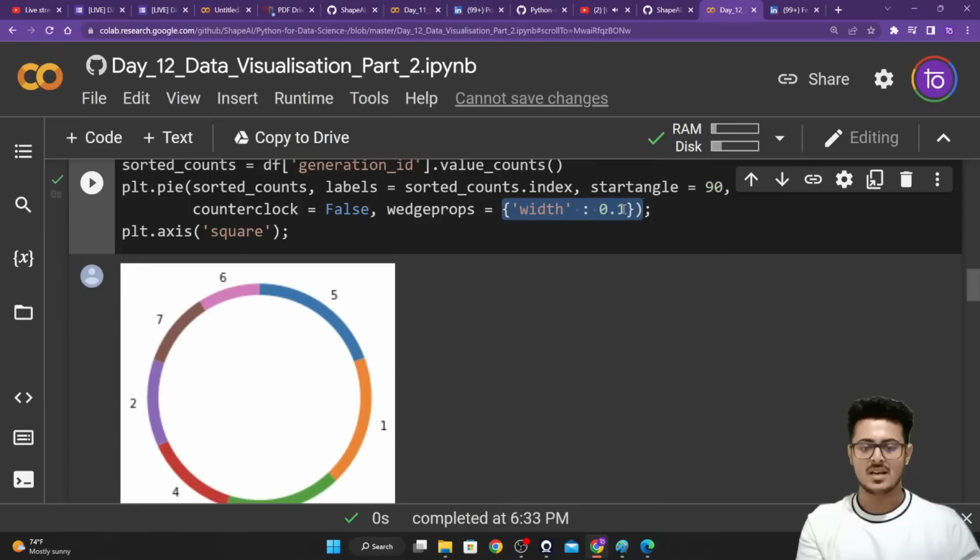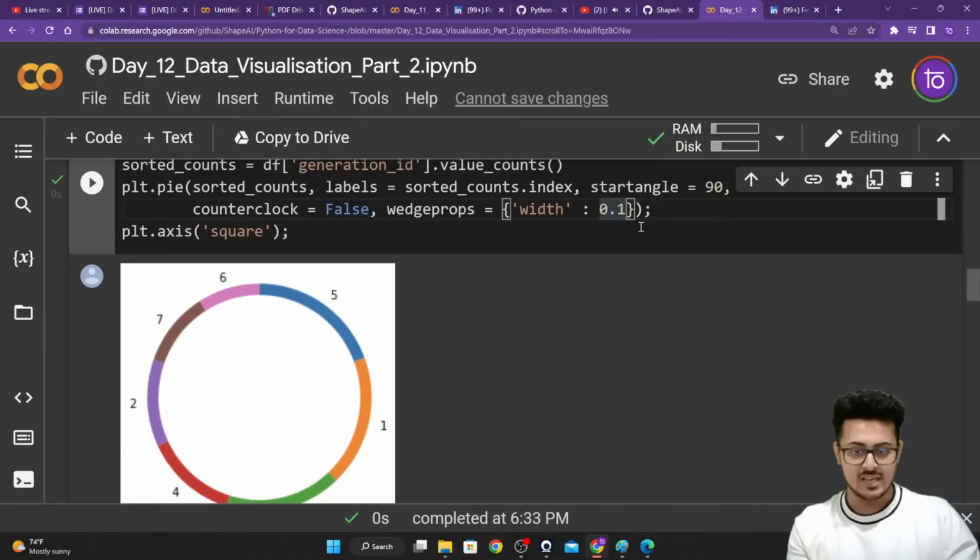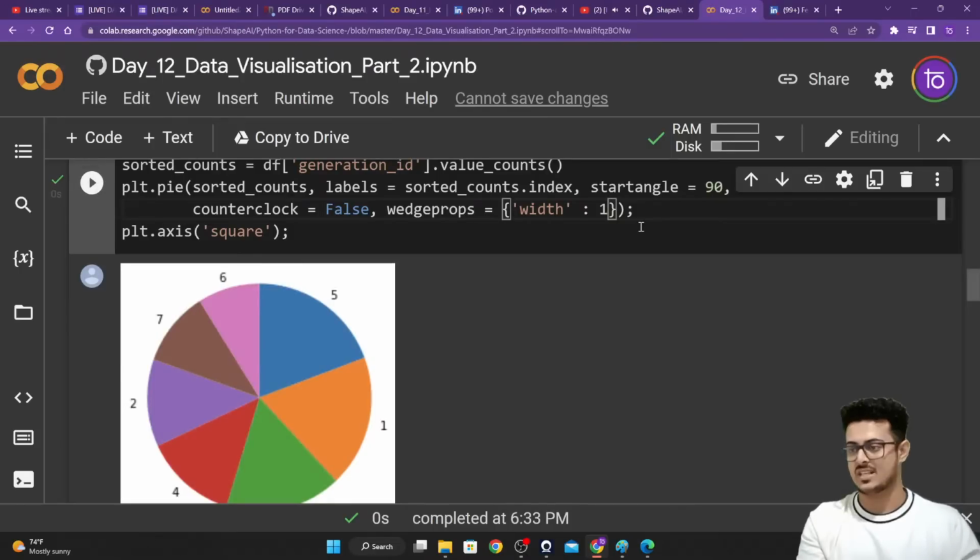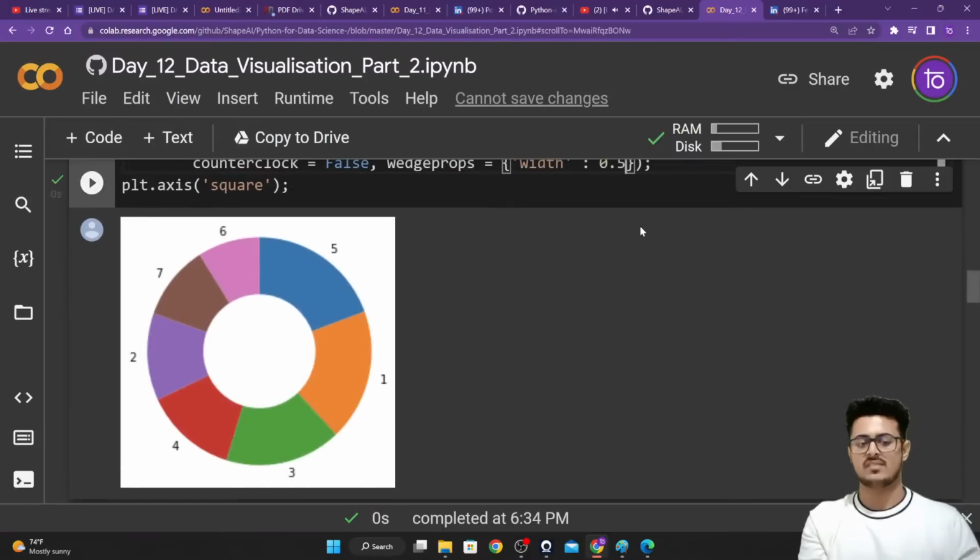Put a smaller number. Basically this is on the ratio of its radius. If I put width equal to 1, I will get an entire pie chart itself. That means the width of the donut is equivalent to the radius of the pie chart. So if width is equal to 1, it is equivalent to the radius, so you get a complete pie chart. If I put the width as 0.5, that means the width of our donut is 0.5 times the radius. So you will get a donut that is 0.5 times the radius itself.